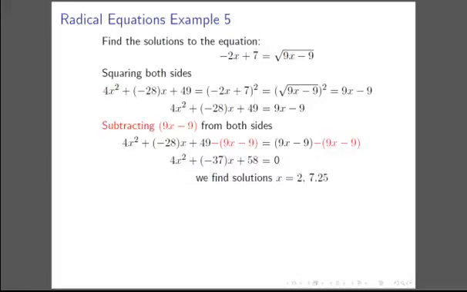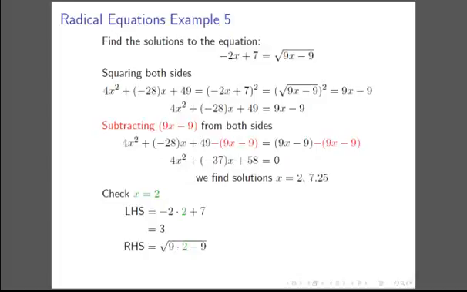Remember, now that we have solutions to our quadratic equation, we need to check to make sure that they're solutions to our original radical equation. Checking the possible solution x equals 2, on the left-hand side of our original equation, we have negative 2 times x, which is 2, plus 7, which gives us 3.